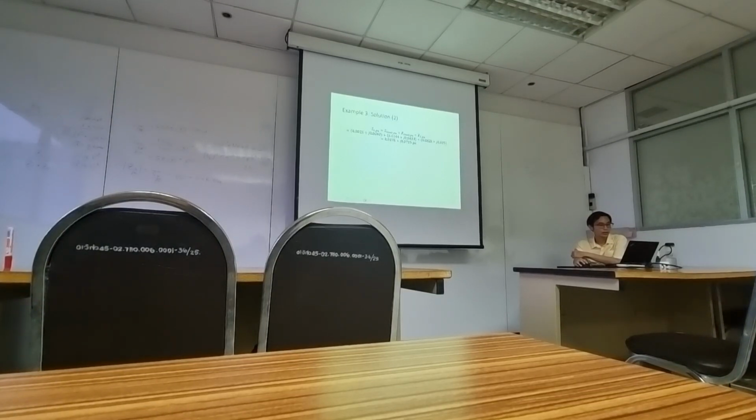Then we calculate the total impedance. ZL, the total impedance, equals Z line 1 plus Z line 2 plus ZT. This is the combination, combining all three impedances. So you get this impedance in per unit.